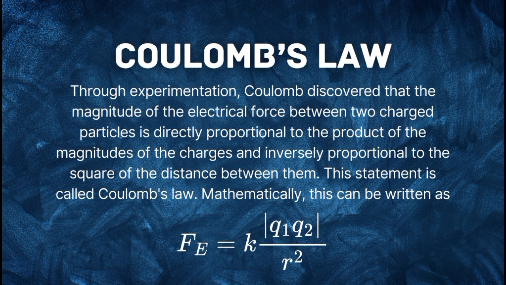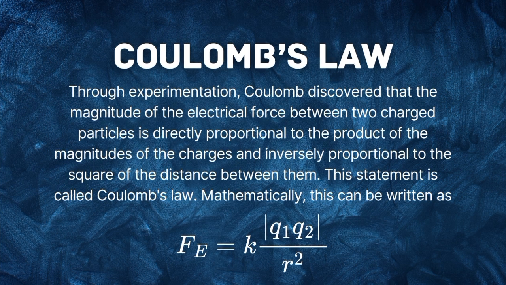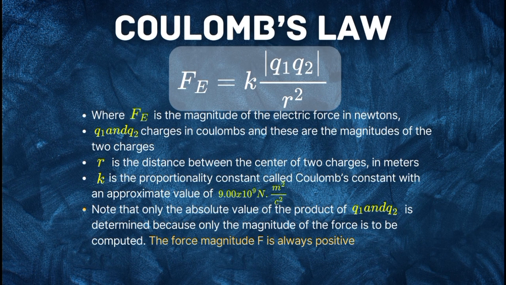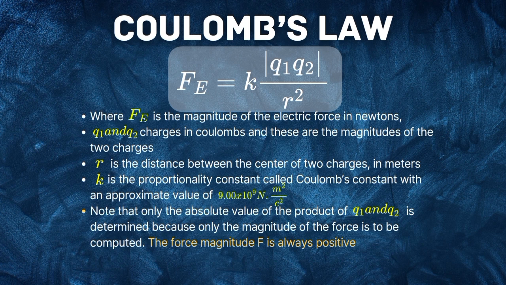Mathematically, this can be written as F_E = k|q1 q2| / r². Whereas F_E is the magnitude of the electric force in newtons, and q1 and q2 are charges in coulombs, and these are the magnitudes of the two charges. r represents the distance between the center of two charges in meters, while k is the proportionality constant called Coulomb's constant with an approximate value of 9.0 × 10^9 N·m²/C².